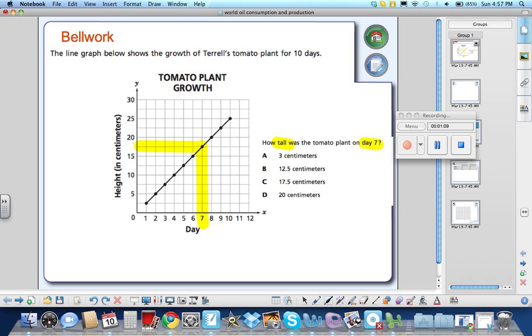So automatically I could say that 3 cannot be my answer. I also can say that 12.5 cannot be my answer because it's between 15 and 20. I also note that 20 then cannot be my answer. So my answer is C.